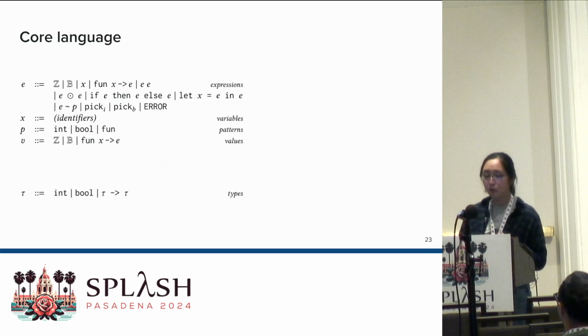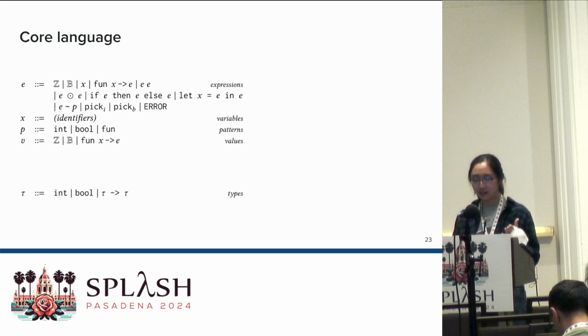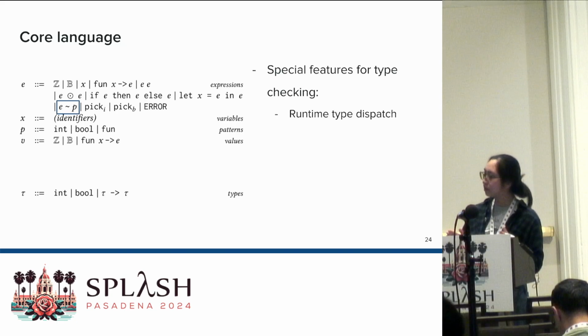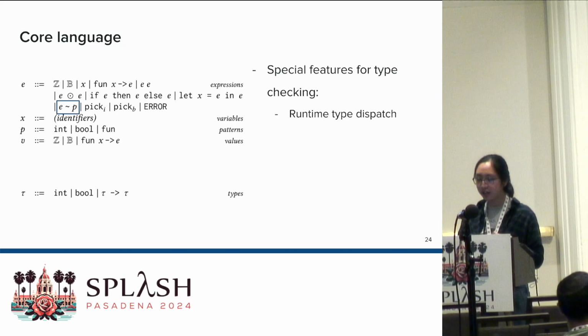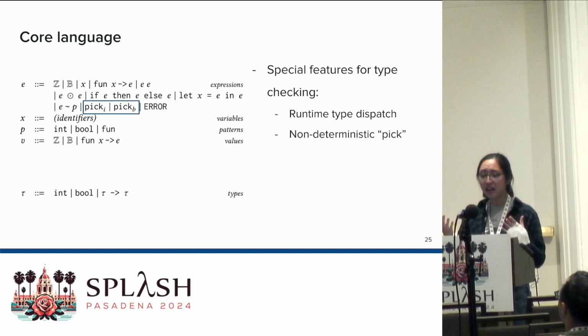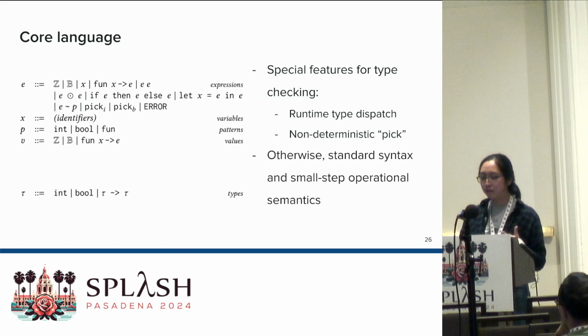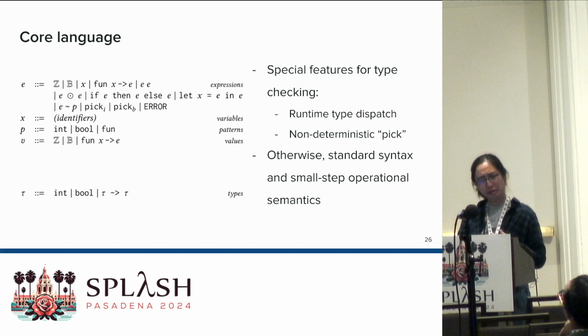So, our core language is quite a standard functional language with integers, booleans, and function values. There are a few minor quirks about this language that are necessary for type checking. First, it allows for some basic type casing via pattern matching using the tilde symbol. It also has these pick primitives for integers and booleans, which are essentially non-deterministic picks during evaluation. Apart from the above-mentioned features, the language has standard syntax and small-step operational semantics.